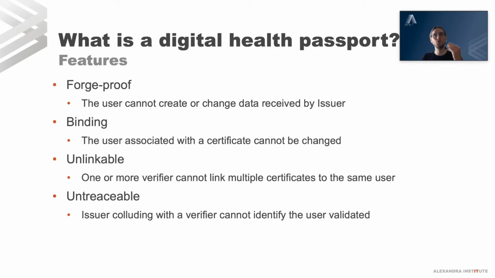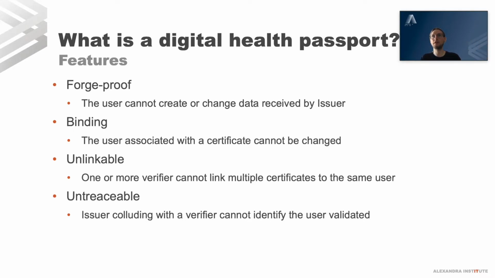We also want unlinkability and untraceability. Unlinkability basically means that one or more verifiers who collaborate cannot link certifications, whether it's the same user or different users that have been authenticating or being verified at multiple locations. Whereas untraceability means that the issuer collaborating with verifiers cannot check where a specific user has used the certification.